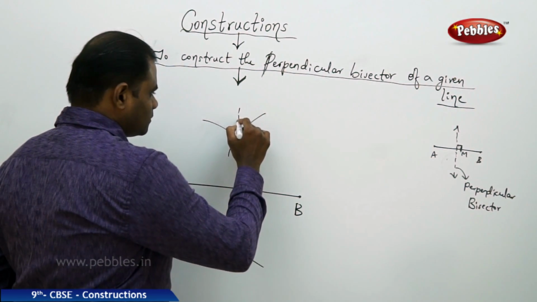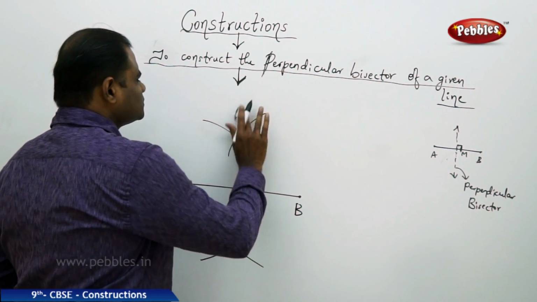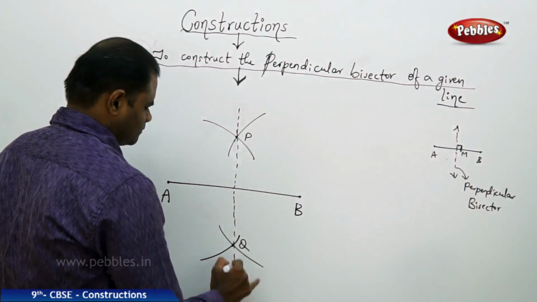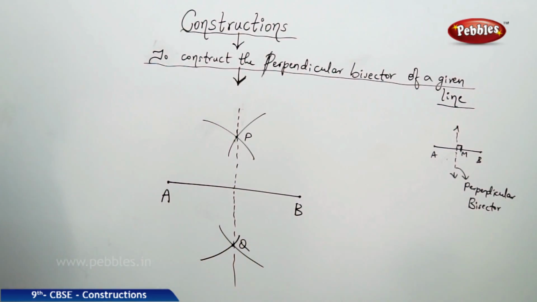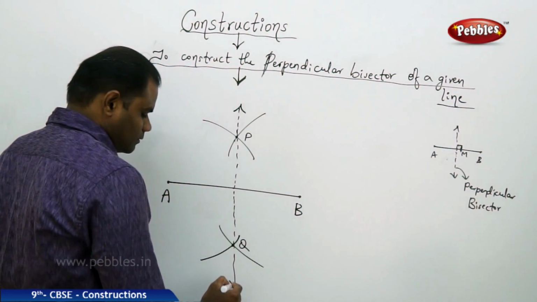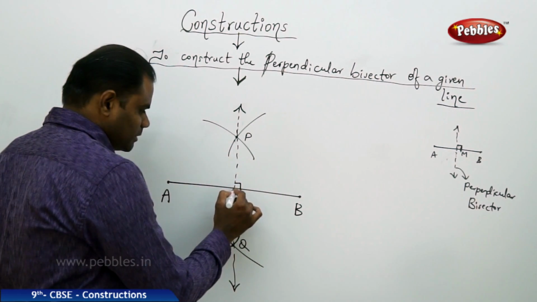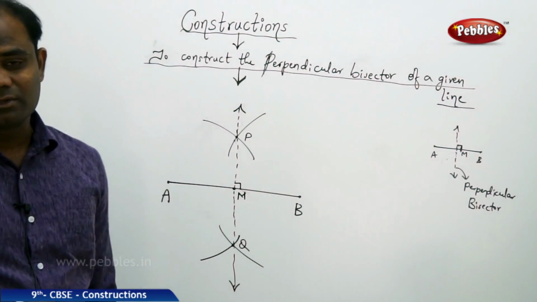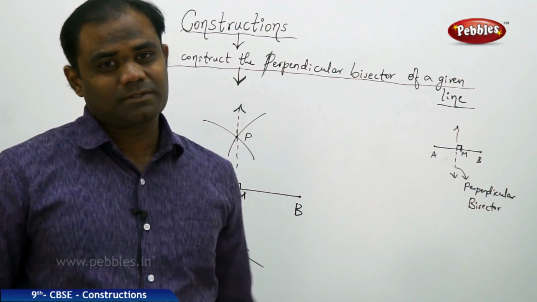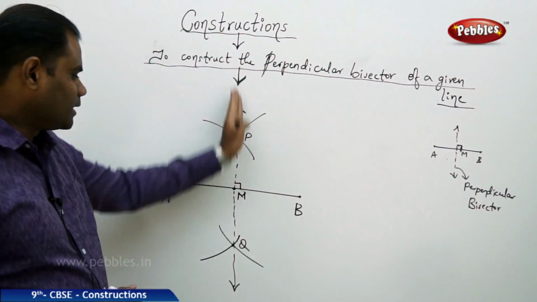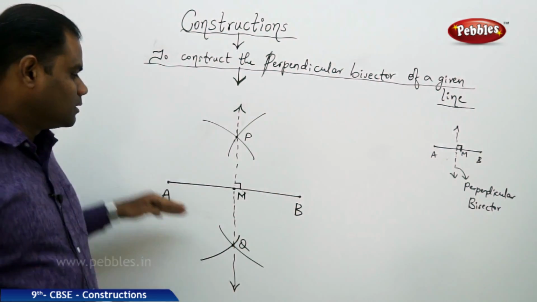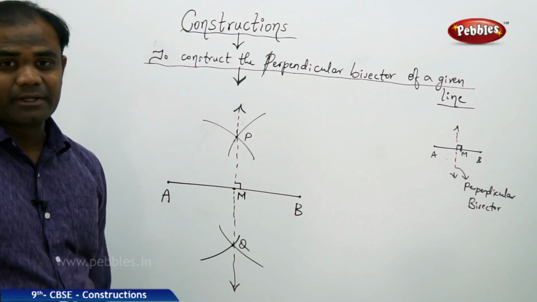Let me join the two points P and Q using a ruler. So when I draw this with a ruler, I get a line which is exactly in the middle and perpendicular to AB. That is how the construction of perpendicular bisector is defined. So here we get a line which is exactly passing through the middle point of AB and which is perpendicular to the line AB, cutting at 90 degrees.